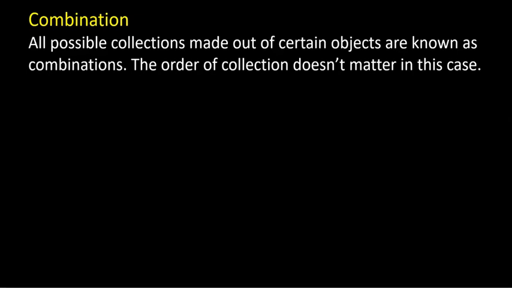As the definition suggests, the possible collections made out of certain objects are known as combinations, and the order of the collection doesn't matter. So that is the basic difference between permutation and combination. In permutation, the order of the collection matters, and in combination, the order of the collection doesn't matter.